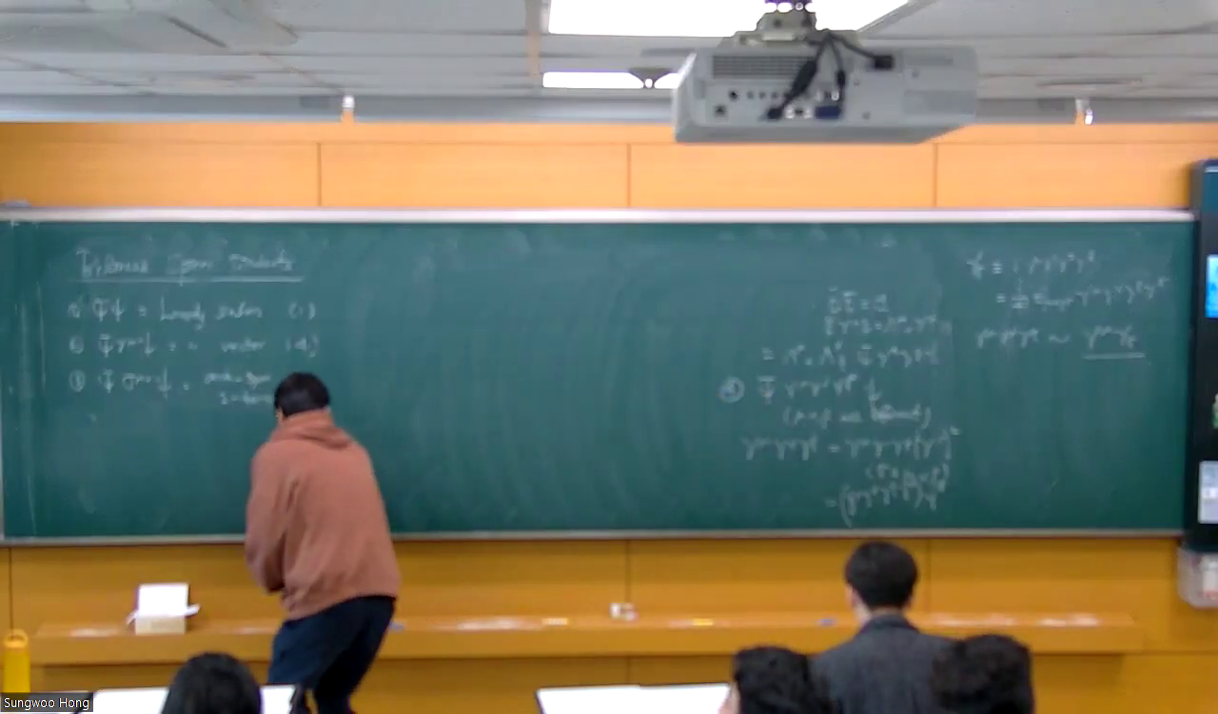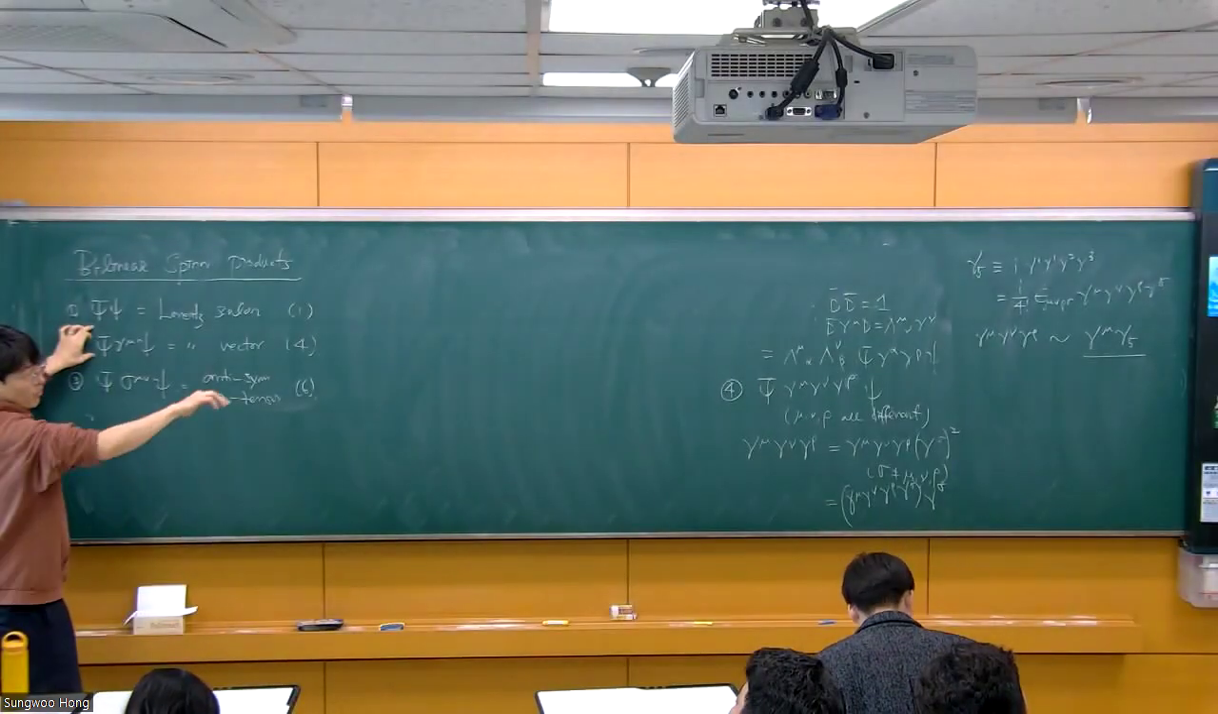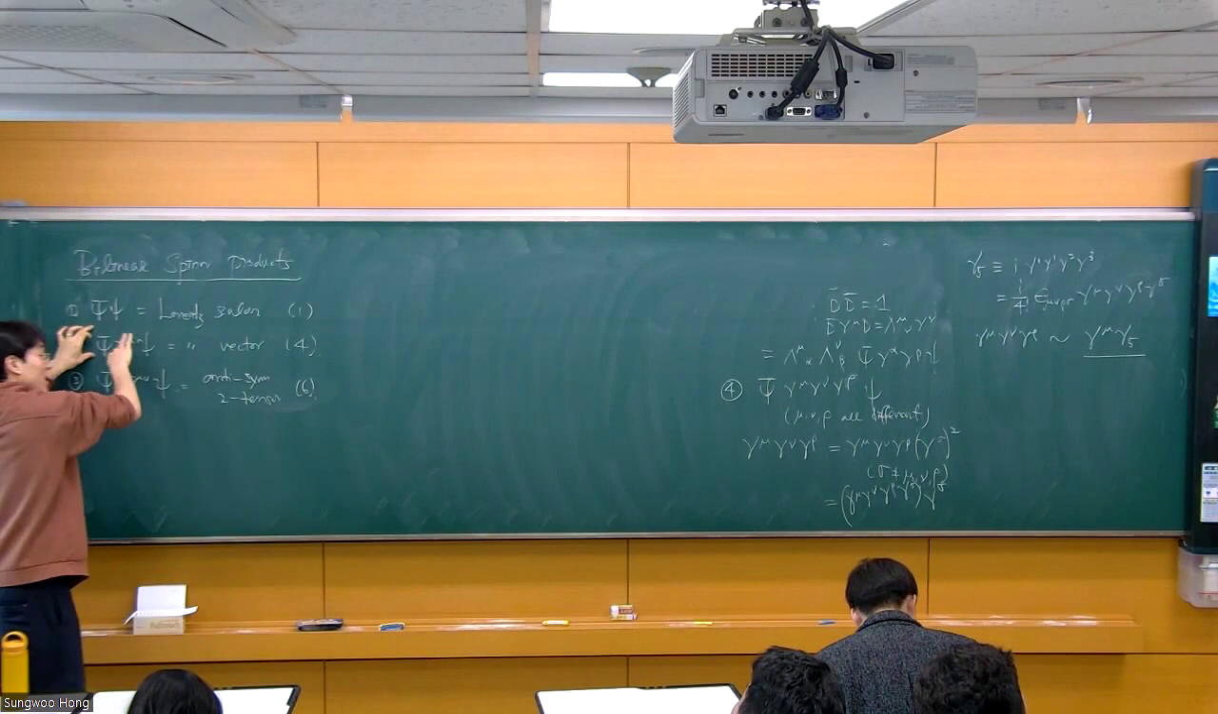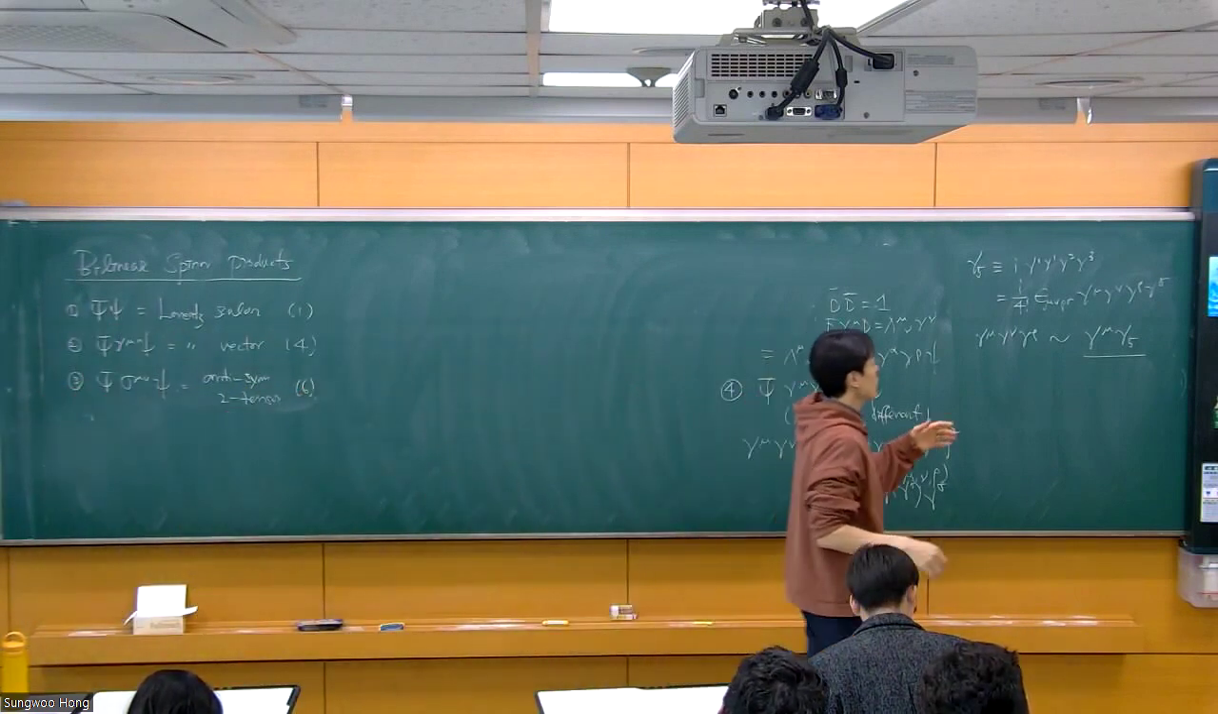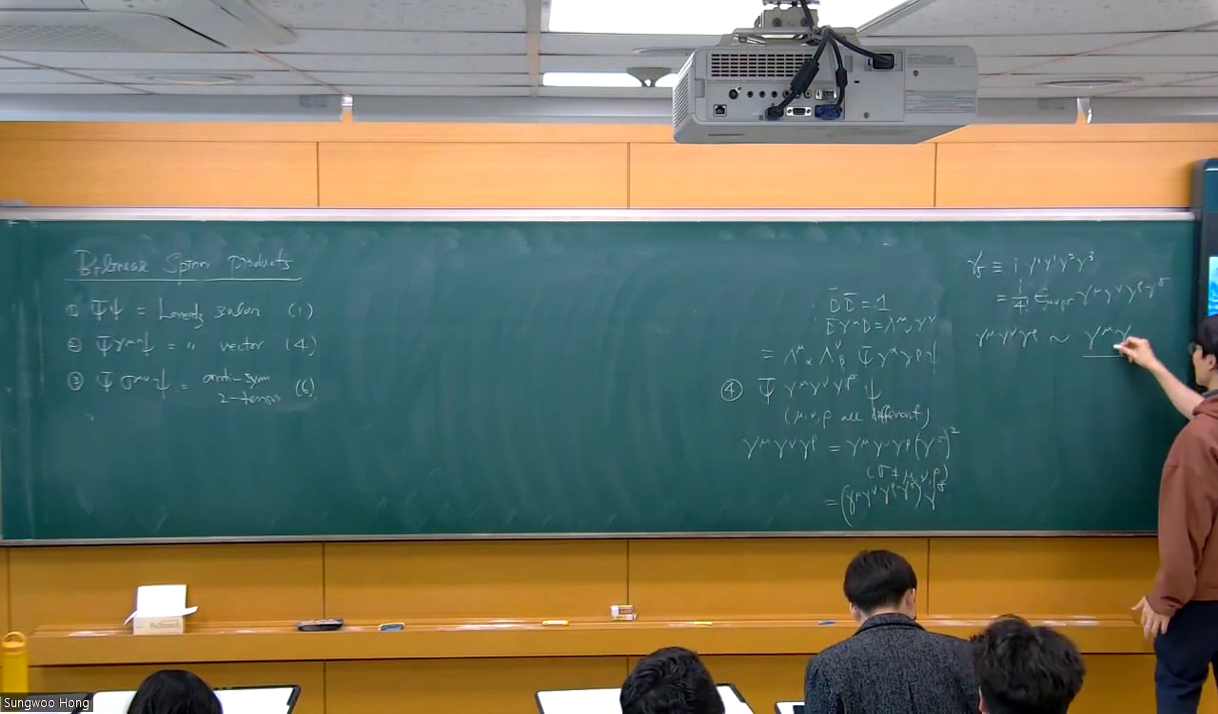Okay, so let's check the parity. To do that, let's very quickly check the parity of these objects. What we just discovered looks almost like that, so let's check the parity of that one. But in order to do so, I need to tell you some of the properties of this gamma 5.